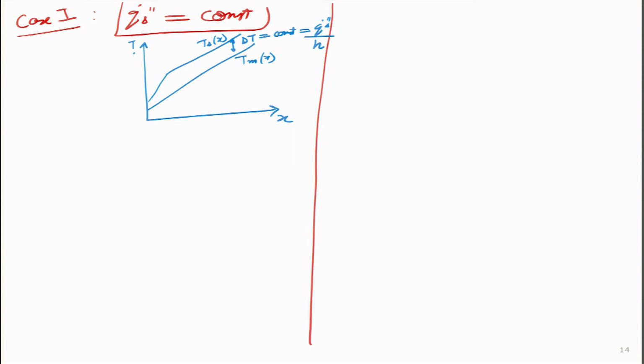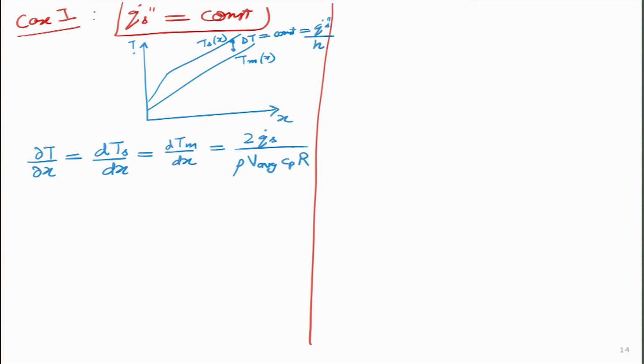So, we know all these values, and we had also written this set of differential equations. We had written del T by del x equals dTs by dx equals dTm by dx is a constant which is known to us, 2 q_s divided by rho V average Cp into capital R, and this constant I will call capital C. And what do all these terms actually tell me? First term, second term, third term, this is simply the slope of this line and the slope of this line.